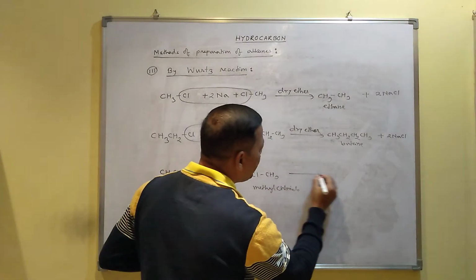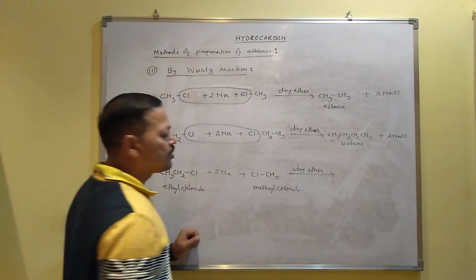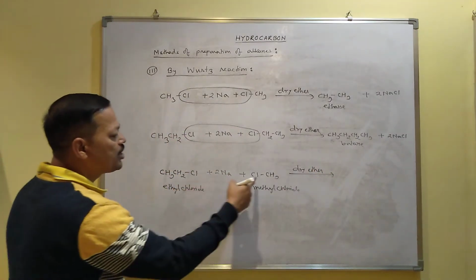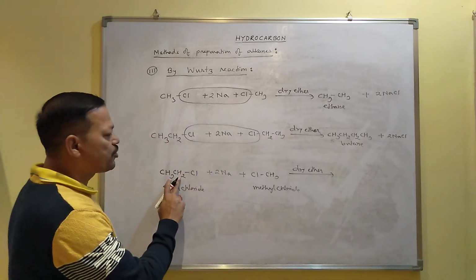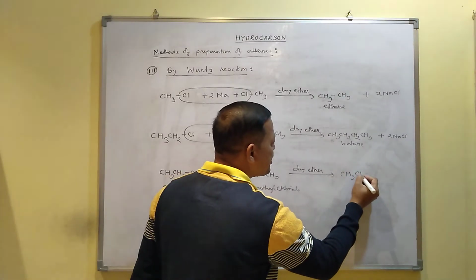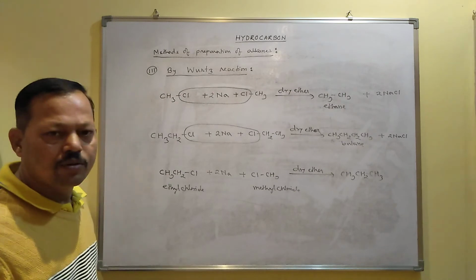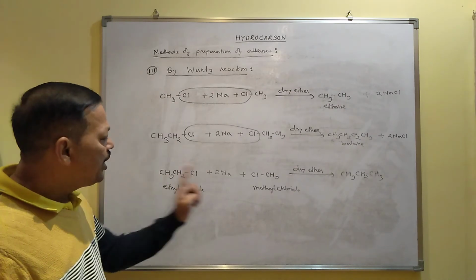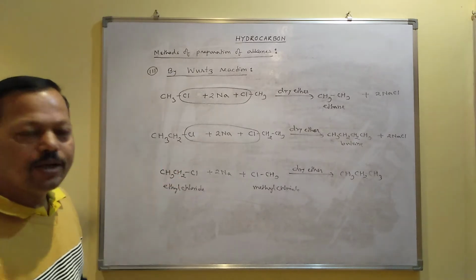Then when you carry out the reaction in presence of dry ether, sodium combines with chlorine to produce sodium chloride. Then this CH3 CH2 combines with this CH3, it produces a 3 carbon alkane, CH3 CH2 CH3, which is called propane. But in this reaction you don't get only propane, you will get some other products also.